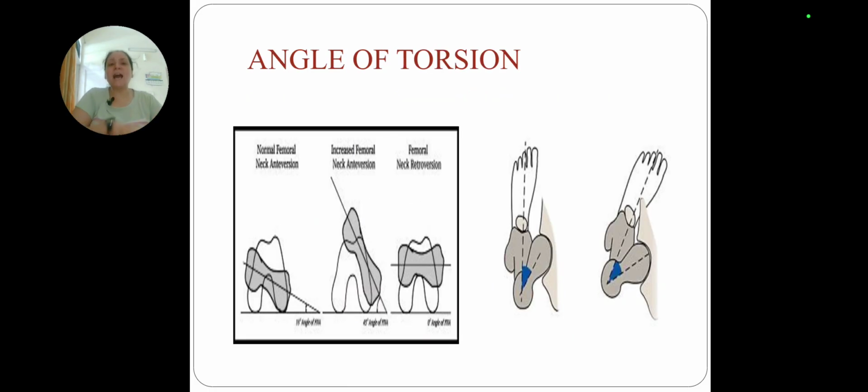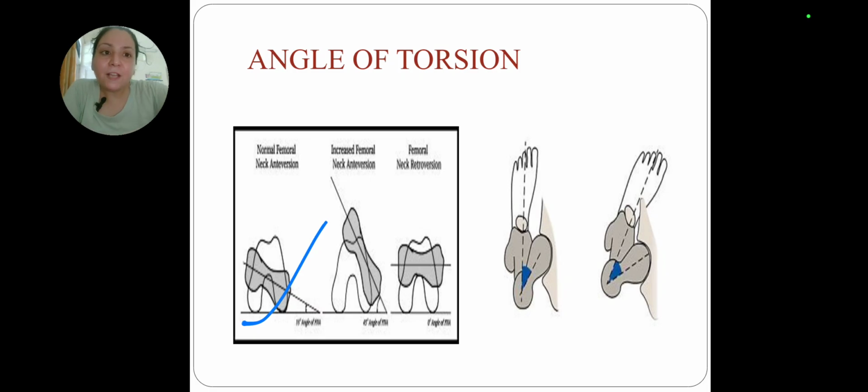Then there is another angle which is called the angle of torsion. The angle of torsion is the angle formed between the line of the head and neck and the condylar line. If we draw a line through the head and neck and follow it till the line passing through the condyles, the angle which will be formed is the angle of torsion. Now, it varies between 15 degrees to 20 degrees. Fine. And if this is the angle, we can see the normal hip has a little bit of anteversion taking place.